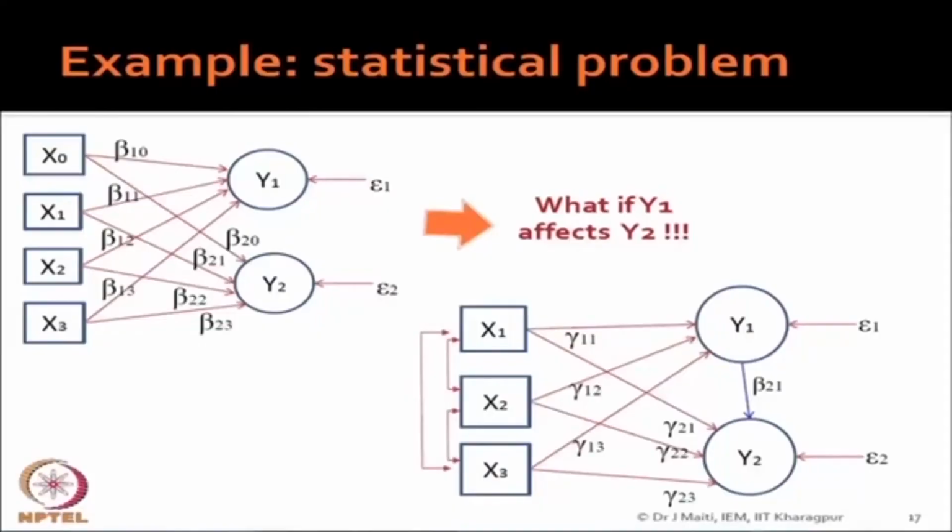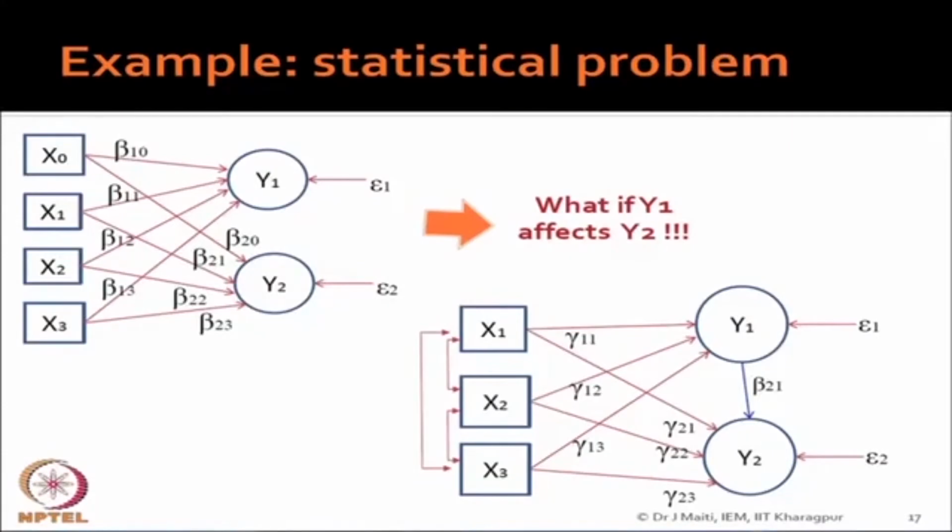Okay. But there is another problem. What is the other problem? The other problem is that y1 and y2, there may be a relationship between the two. It may so happen that y1 may affect y2. So, that means y1 is not only a dependent variable or response variable, it also becomes a causal variable or explanatory variable. It all depends on the situation.